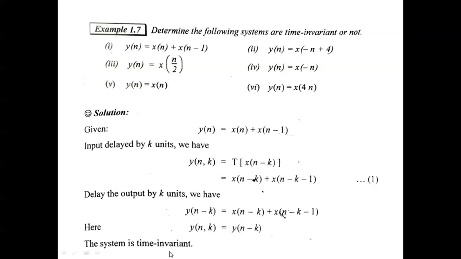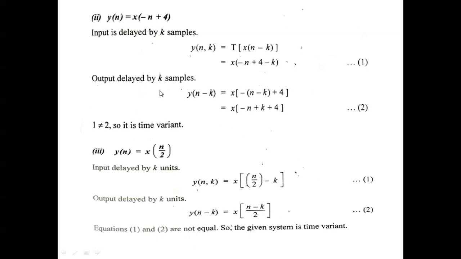Time invariant means the characteristics of that system are not varied. The characteristics of the system are not varied even when the time is changed, because the input is delayed by k. They applied a delayed input, but even though the time is changed, the characteristics of the system are not changed. That's why the system is time invariant. Similarly, see the other examples; it's the same.